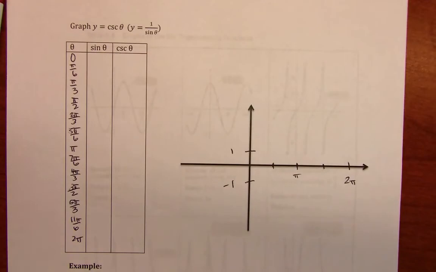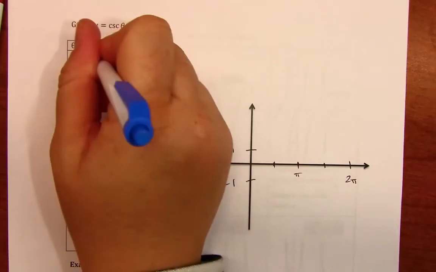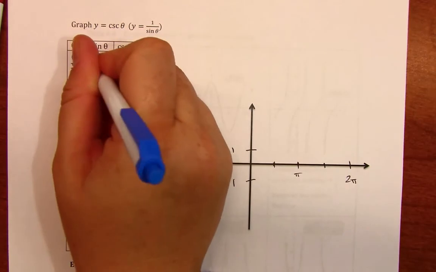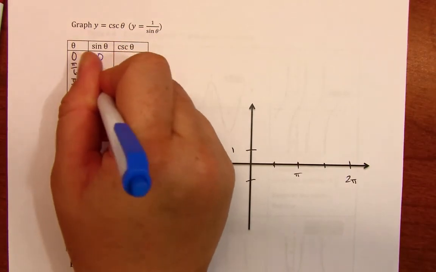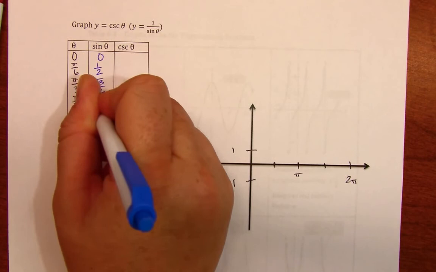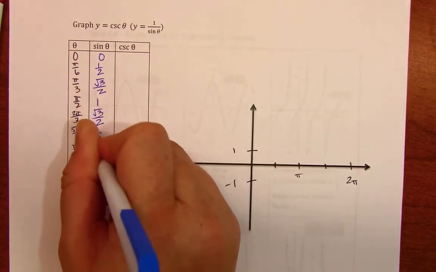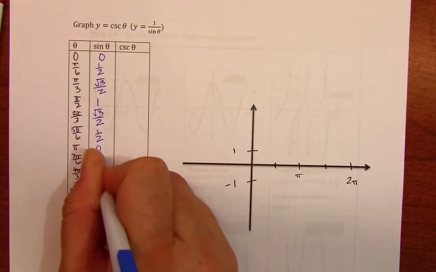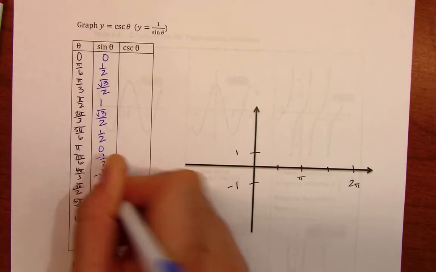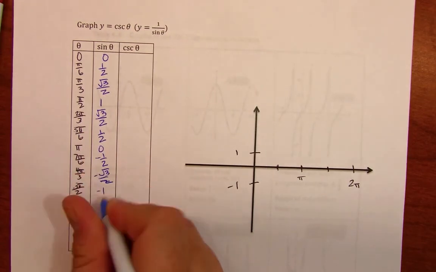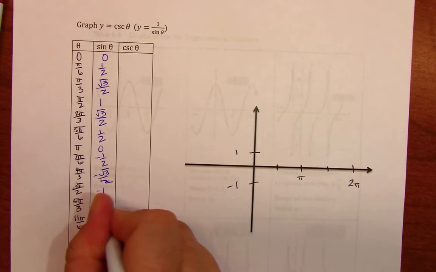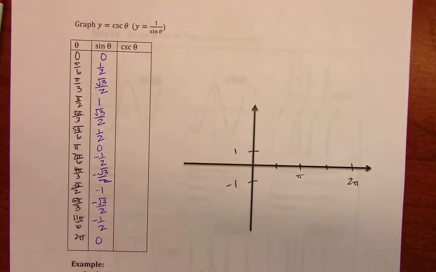And what we're going to do in order to graph these to start out is we're going to look at what the sine value is at all of these angles and then look at the cosecant values. So sine of 0 is 0, pi over 6 is 1/2, root 3 over 2, 1. Then root 3 over 2, 1/2, 0. Negative 1/2, negative root 3 over 2, negative 1, negative root 3 over 2, negative 1/2, 0.